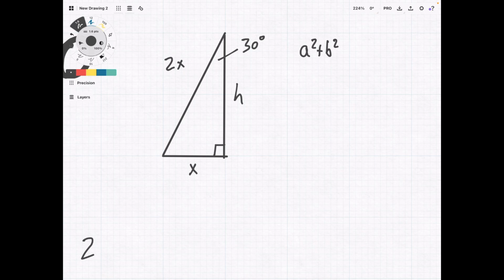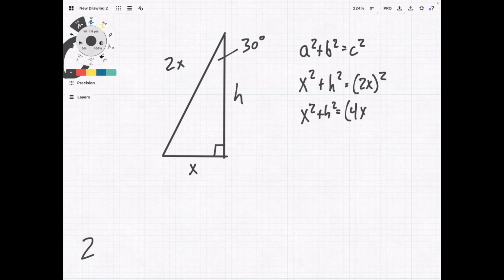to figure out the rest. Here we have x squared plus h squared equals (2x) squared. Alright, now we will multiply this side out, so we're going to have 4x squared. We can subtract this across. h squared equals 3x squared.